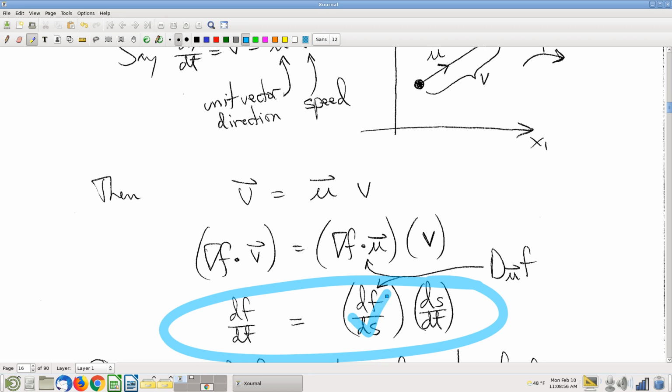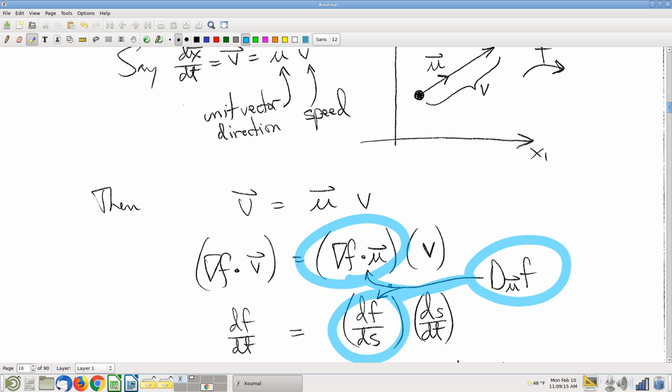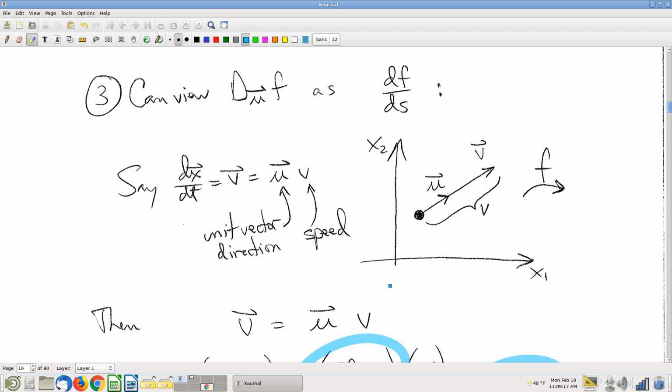That's single variable chain rule because I'm viewing f, whatever that is, as a function of position, and position as a function of time. That's all single variable, right? So therefore, this thing, that directional derivative, has to be df ds, as we were hoping. So nothing to it.